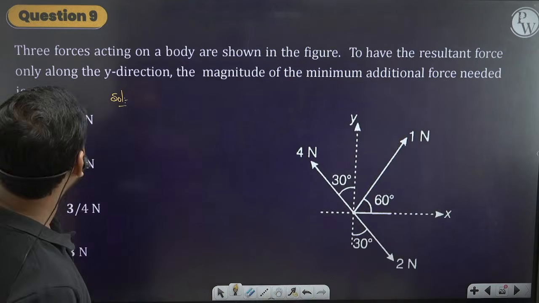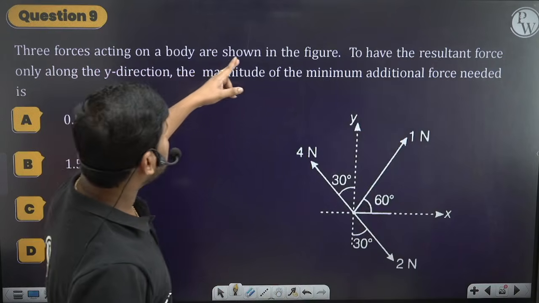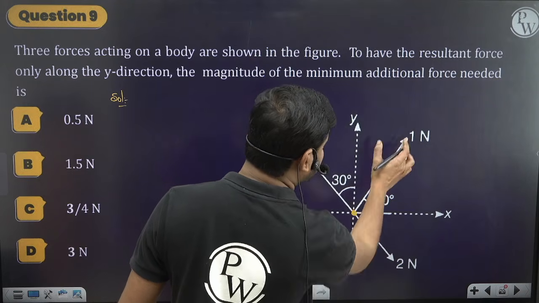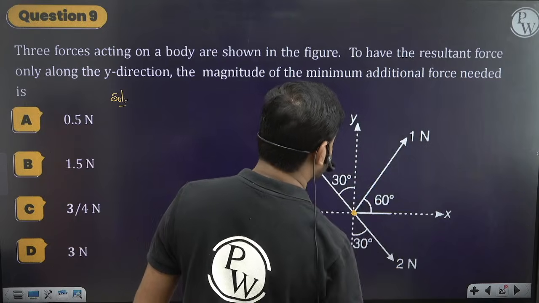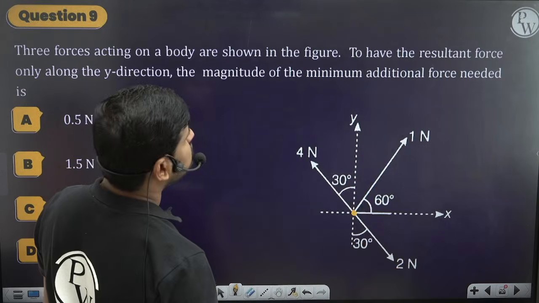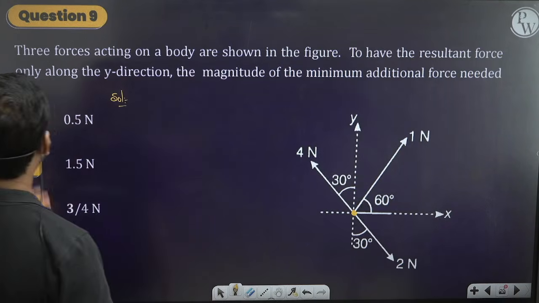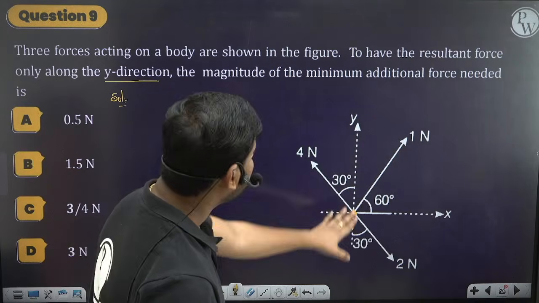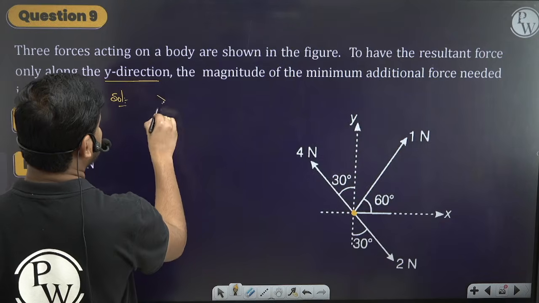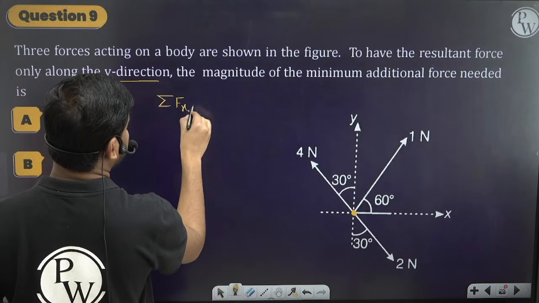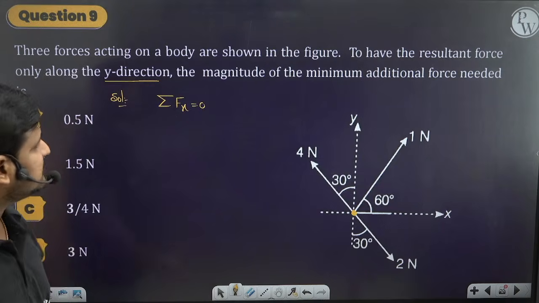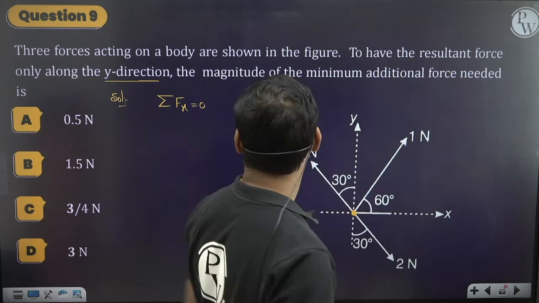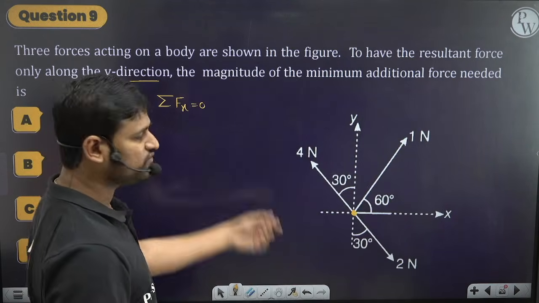So let's see this question. Three forces acting on a body are shown in the figure. This is the body: 1 Newton force is acting this side, 4 Newtons this side, and 2 Newtons this side. To have the resultant force only along the y direction, the net force in the x direction should be 0. Then the magnitude of the minimum additional force needed is, how much additional force is needed?